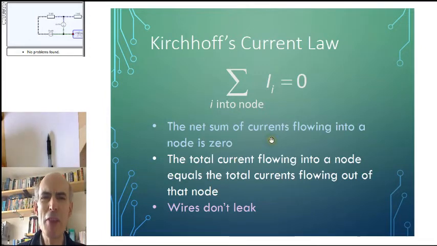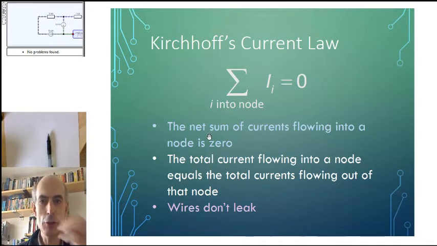The formal mathematical way is this. The sum of all of the currents flowing into a node is zero. Now, if you state Kirchhoff's law in those terms, it's very important to add this word net into the statement. The net implies that we are also considering currents flowing out of the node, but just as before, a current flowing out of a node is equivalent to a negative current flowing into a node.